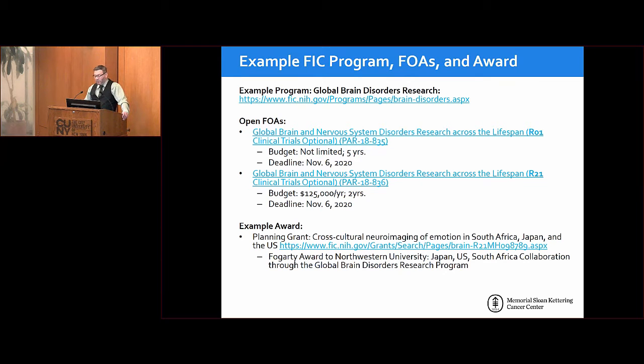And you can see an example award that was at the bottom. There was a planning grant through Northwestern University with Japan and South Africa as a collaboration to research the neuroimaging of emotion. So this just gives you an idea of some of the funding that has come out of these funding opportunities. And this information is available online on Fogarty sites underneath the various programs. So there's a lot of good detail that you can learn from here as you're starting to fit your research into a funding opportunity.